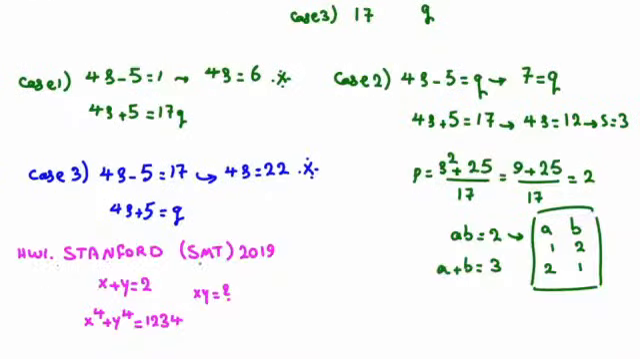As first homework, from the Stanford Math Tournament SMT 2019, you can solve: x plus y is 2, and x to the 4 plus y to the 4 equals 1, 2, 3, 4. Around 1 year ago, I released the solution of this problem. In that problem also we should use Newton's sums and pay attention to changing variables: sum equals x plus y and xy is the product. So try to do it as first homework.